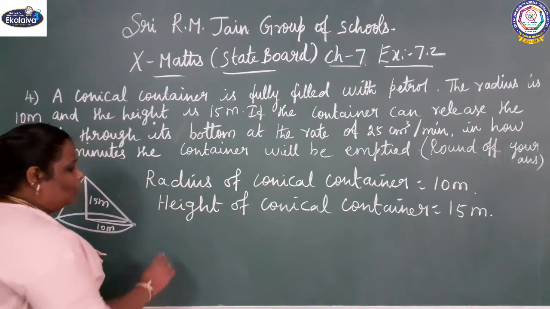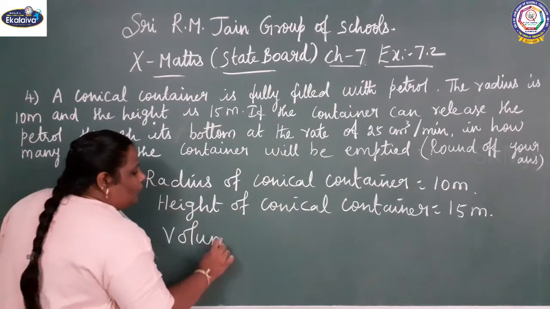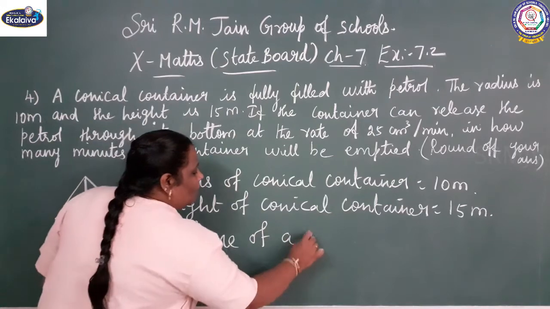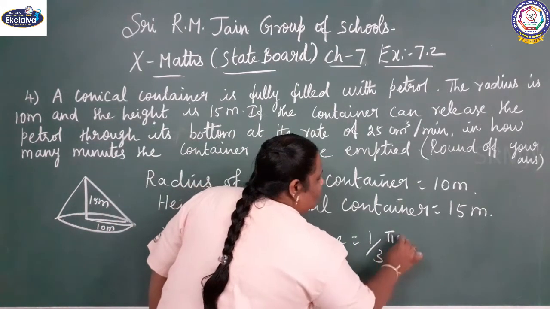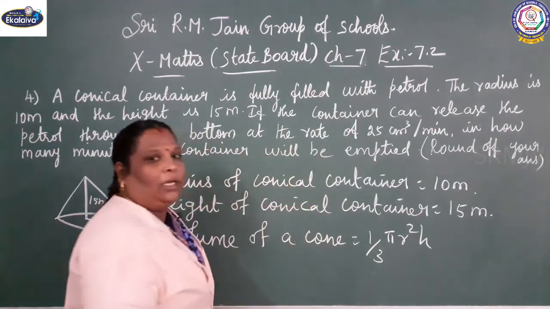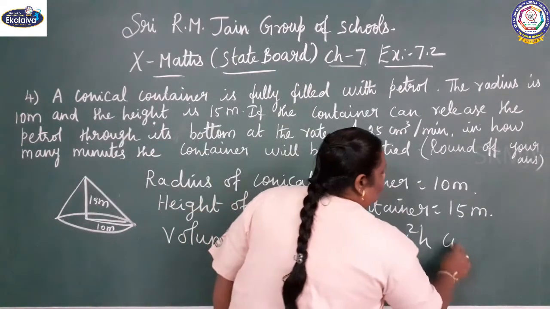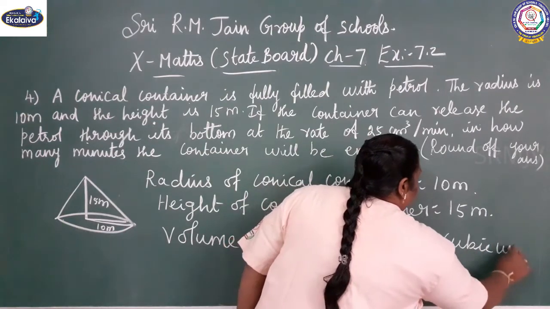What is the formula of volume of the cone? Volume of a cone equal to 1 by 3 pi r square h cubic units.